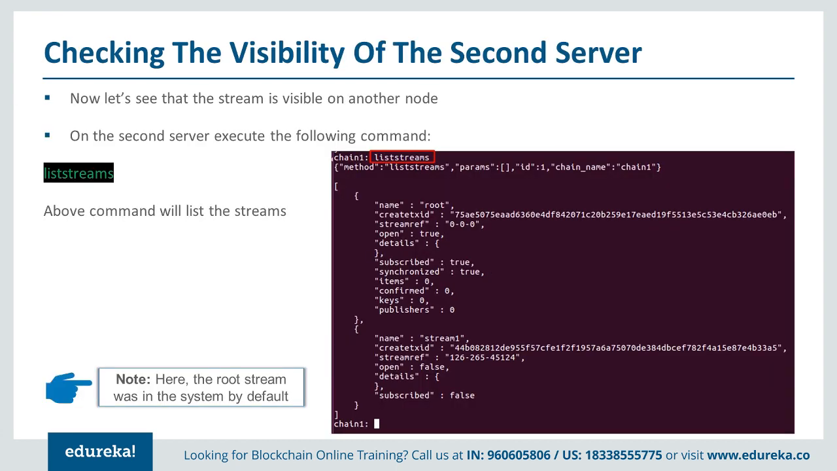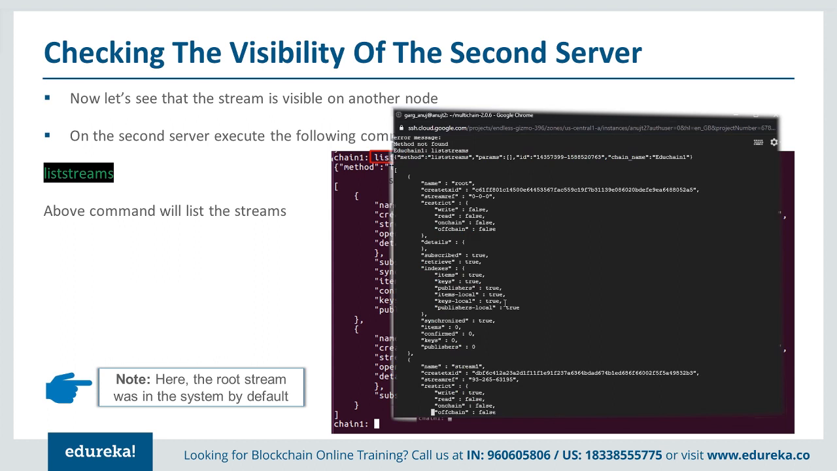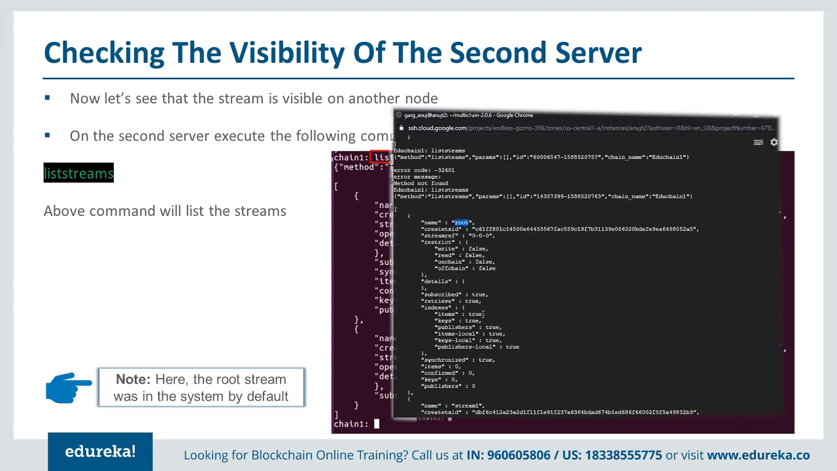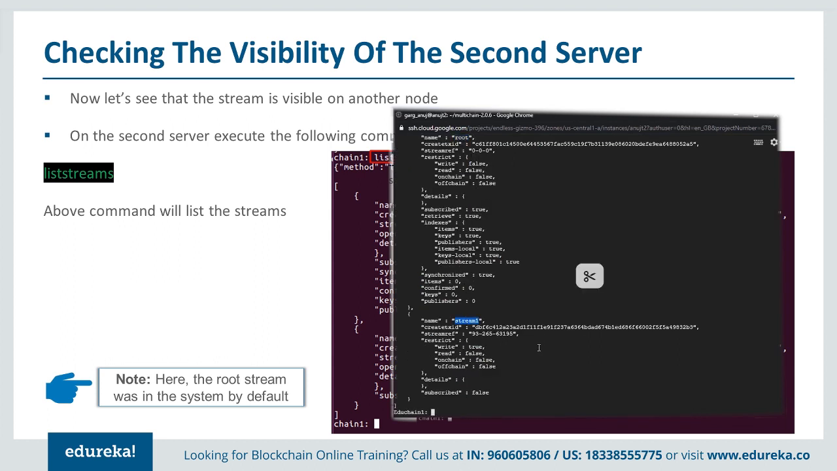Now let's see if we are able to see this data across the second node. Let's see if the stream is visible on the other node or not. Here you will see that this is a root, or a default stream that you have, and then here is your stream1. Now you have not subscribed to this particular stream, so the only thing that you can see is that there is a stream1, but you cannot see the data associated with it. You will need to subscribe to this stream.